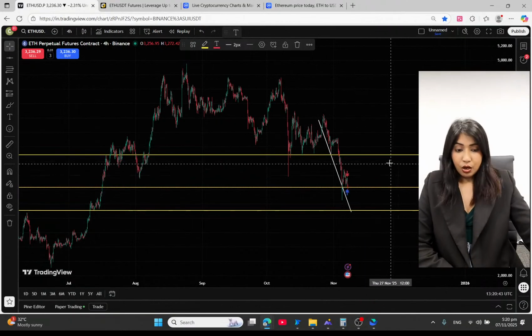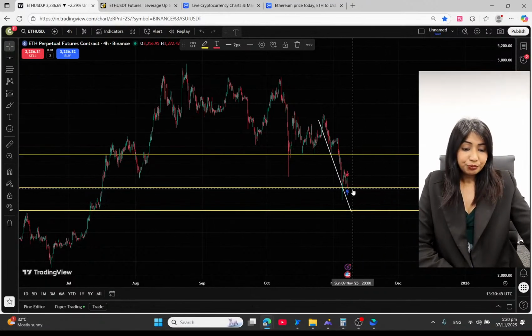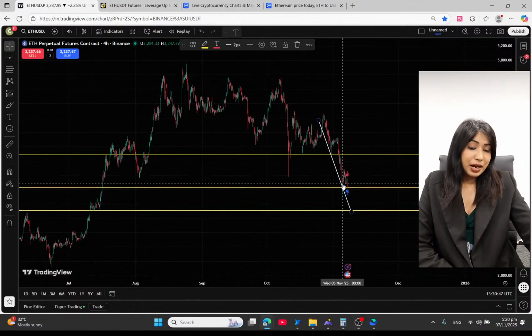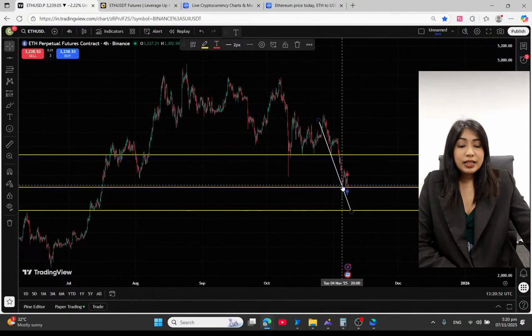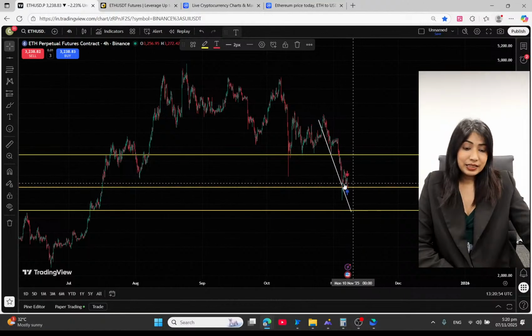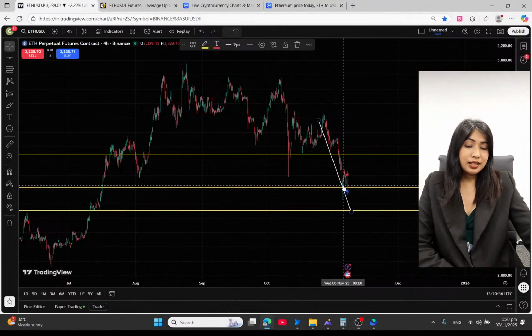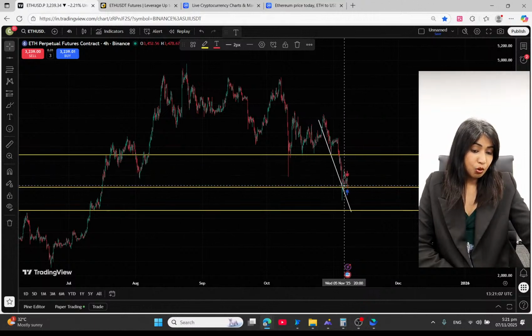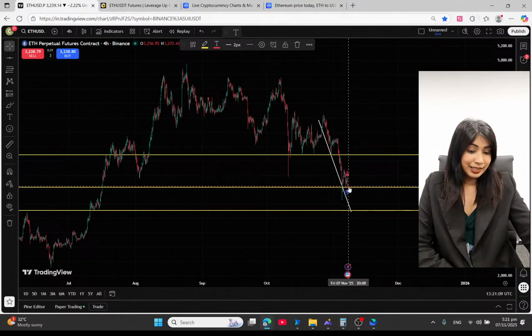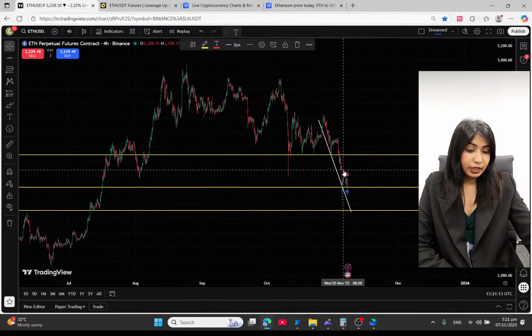Now, whenever there is a downtrend, guys, remember one thing, especially when the price makes a previous low. The previous low that it made is the support for the current price. Now, where the current price is, it is the support for it.